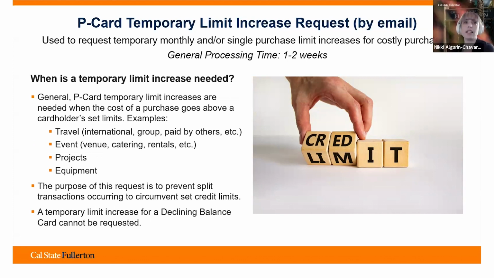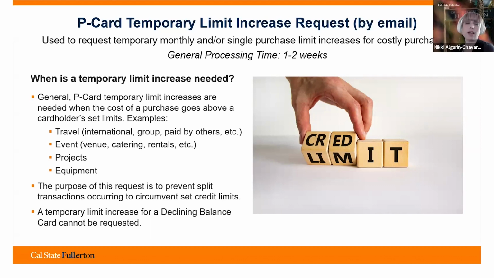All right. So now let's review the 2 requests that can be made by email, starting with the P-card temporary limit increase request. This form is used to request a temporary monthly and/or single purchase limit increase for costly purchases. The general processing time is 1 to 2 weeks.